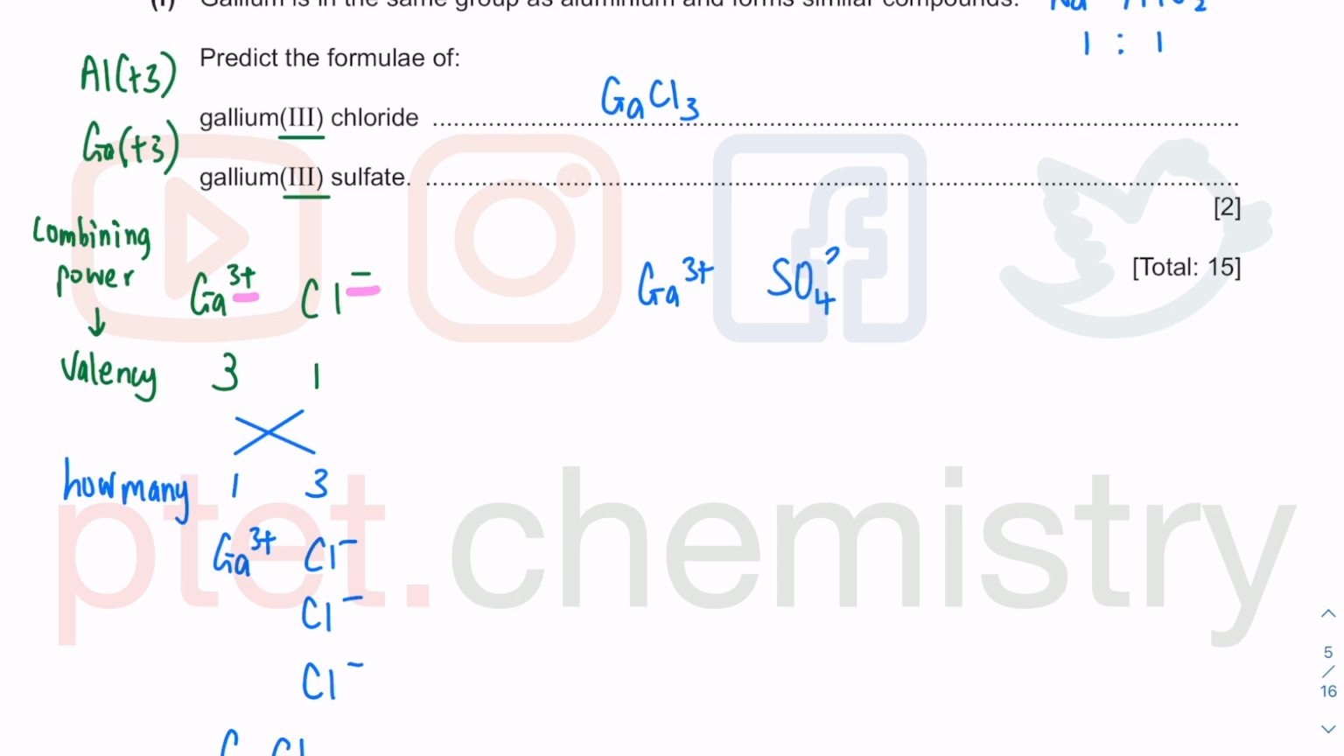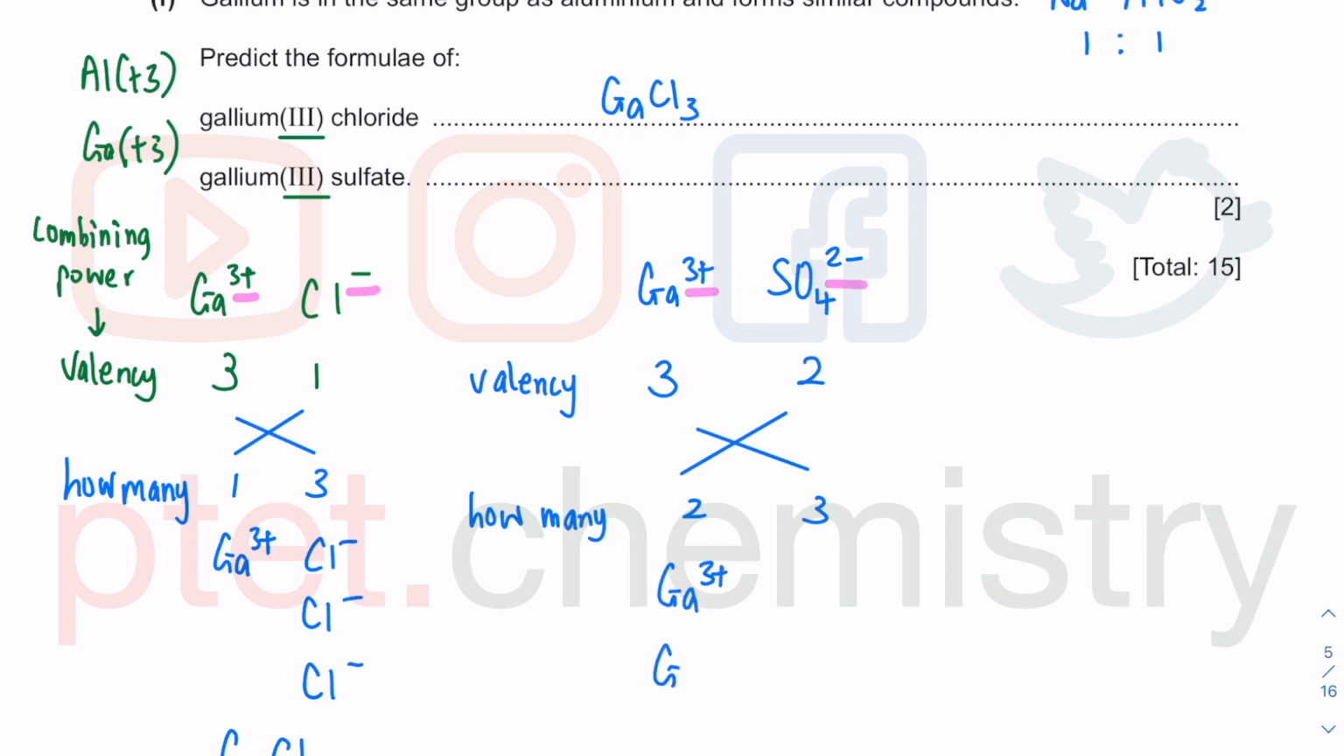Next up, I will also have Ga3 plus. Sulfate is SO4 2 minus, having come from sulfuric acid, giving you sulfate salt. 3 and 2. Again, based on the charges of the ion, because our objective is to cancel out the charges of the ion. So when you crisscross, you are doing cross multiply of the charges, and this is how many. I'm going to do the exact same thing. 2 of these gallium 3 plus on the left. As mentioned, 2 of these on the left is how many? So 3 of these on the right.